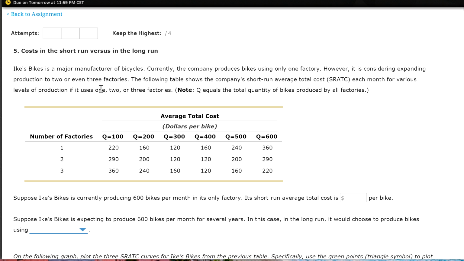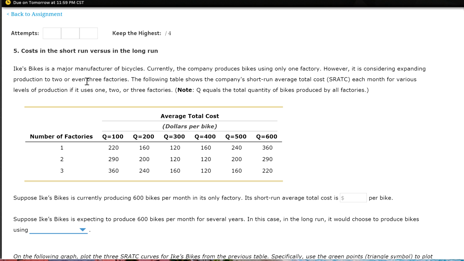guys. iX Bike is a major manufacturer of bicycles. Currently, the company produces bikes using only one factory. However, it is considering expanding its production to 2 or even 3 factories. The following table shows the company's short-run average total cost each month for various levels of production.